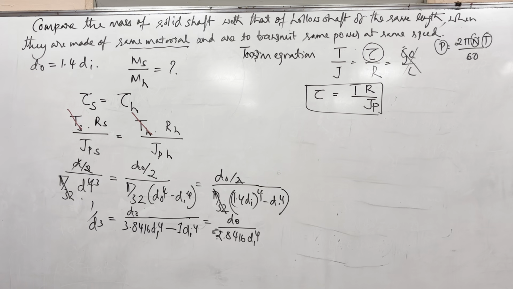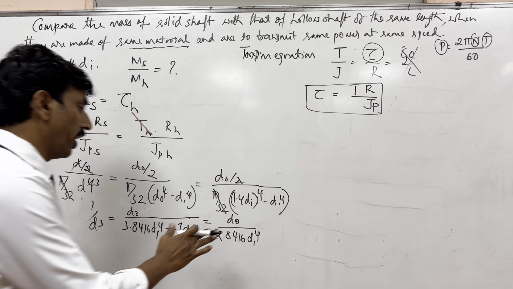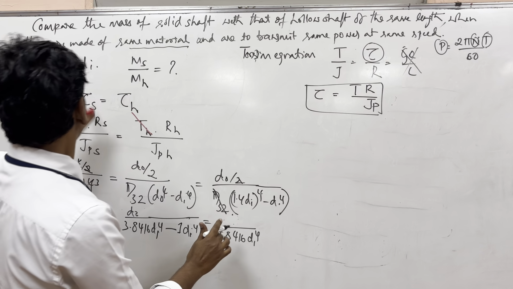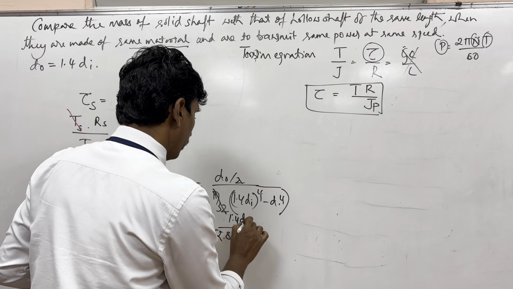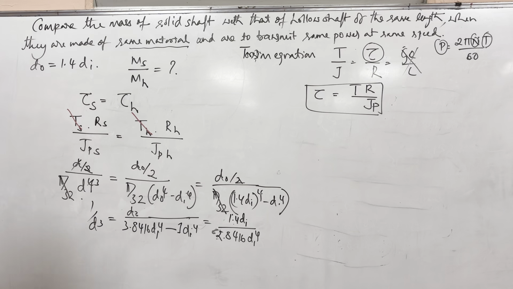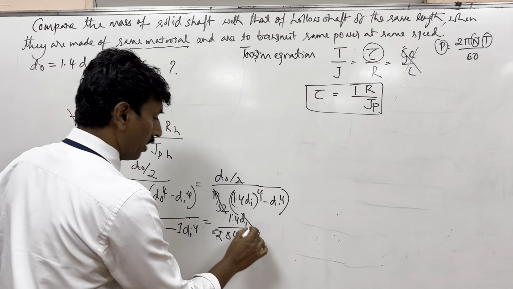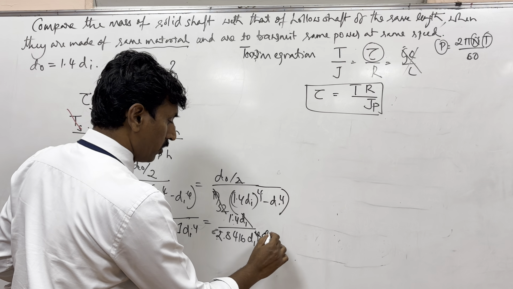So you can convert that d naught into di, which is actually how much? 1.4 di. So how much does this become now? This di will cancel out. It becomes d cube.